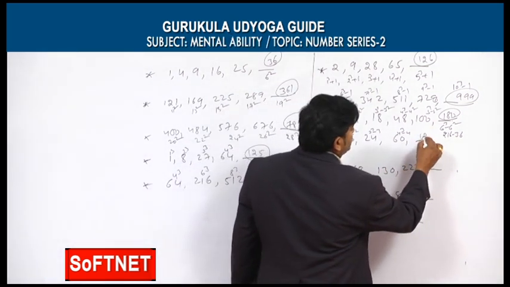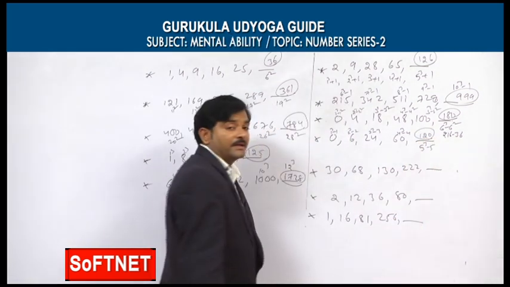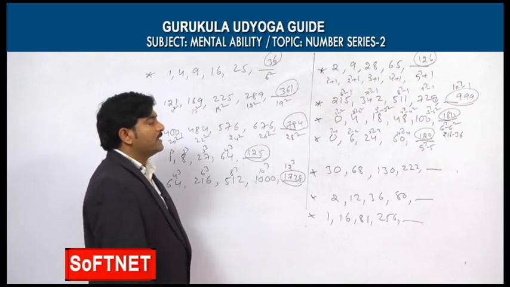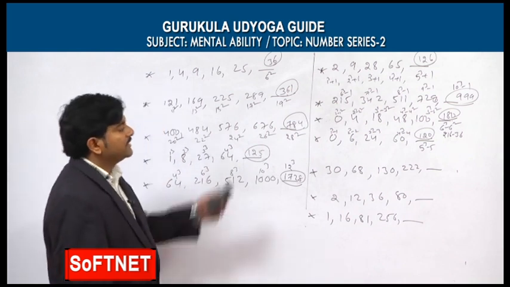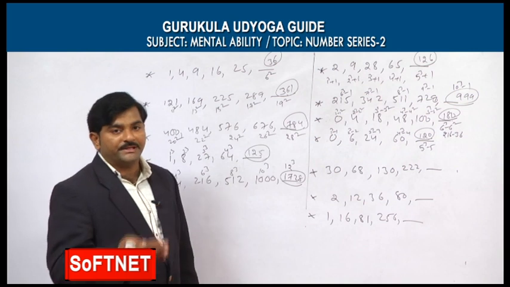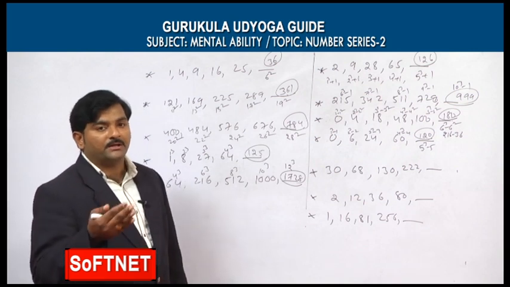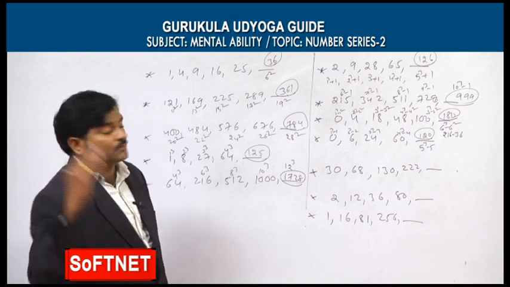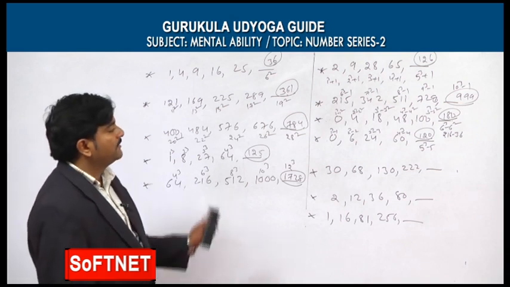125 minus 5 means how much you are getting? 120. Hence the answer is 120. Okay, I hope you understood this model also. This is the example for what? n cube minus 1, n cube minus 2, n cube minus 3 and so on. This is the example for that.